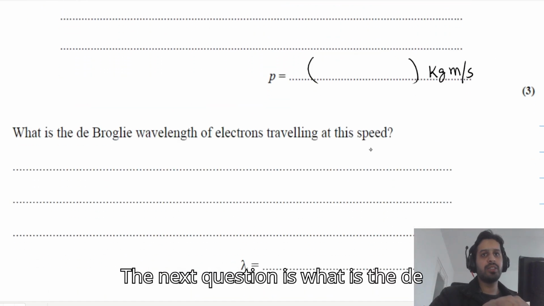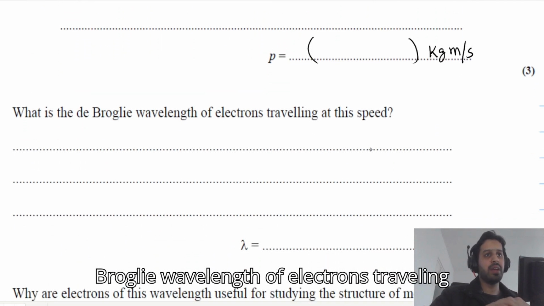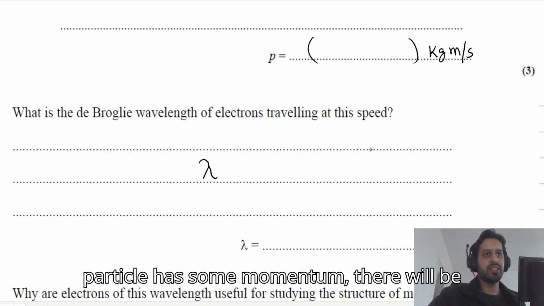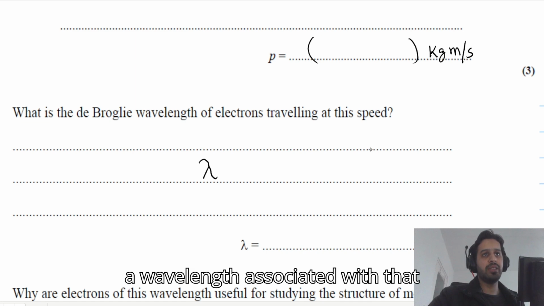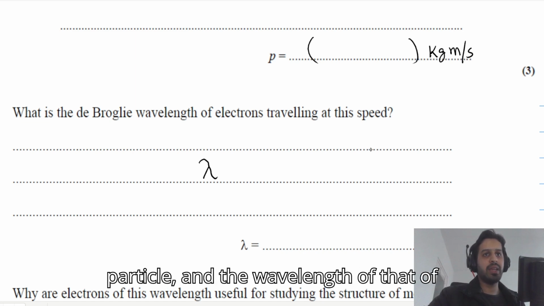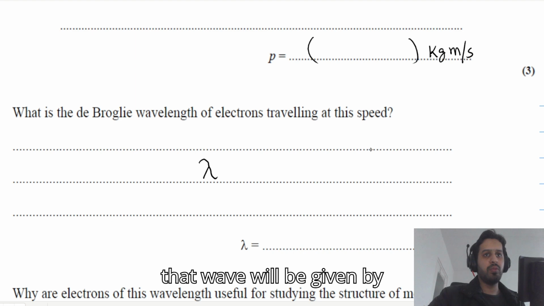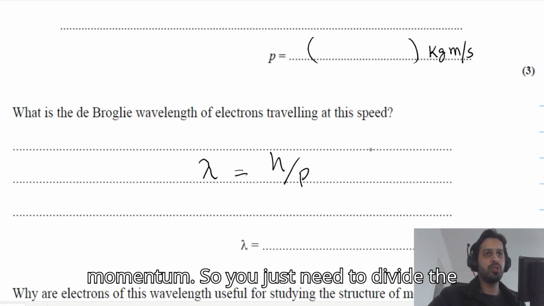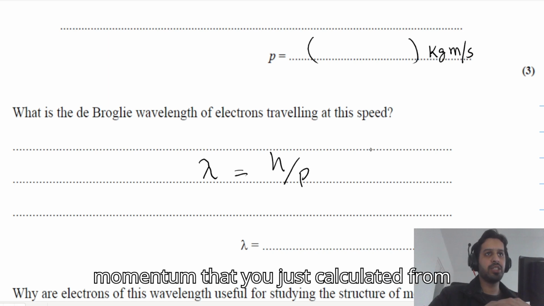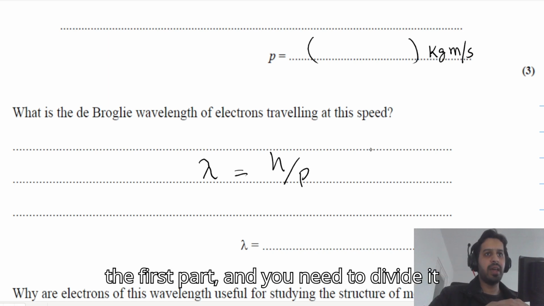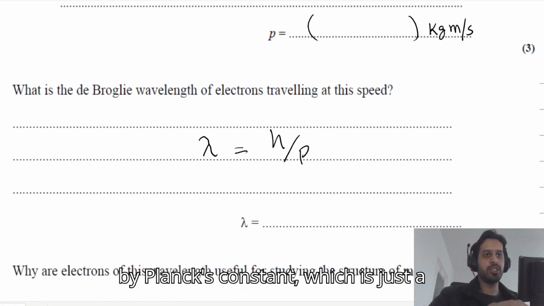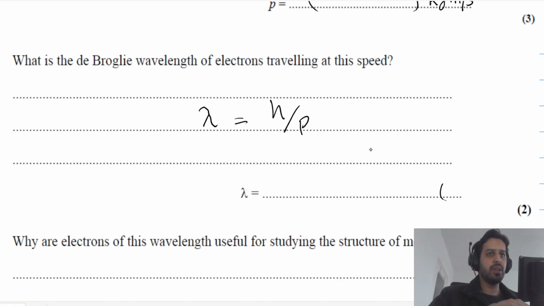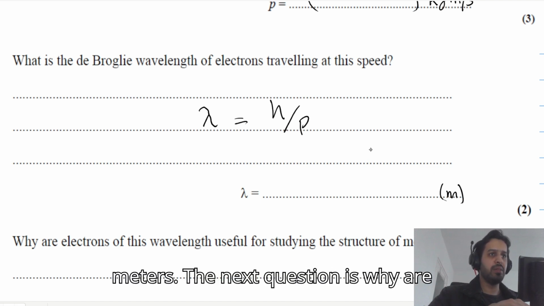The next question is, what is the de Broglie wavelength of electrons traveling at this speed? This is also something I just explained: if a particle has some momentum, there will be a wavelength associated with that particle, and the wavelength of that wave is given by lambda equals Planck's constant divided by momentum. So you just need to divide Planck's constant by the momentum that you just calculated in the first part, and you will get your answer for lambda. And again, the units will be some units of length. Let's just call it meters.